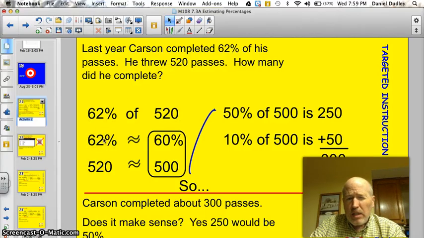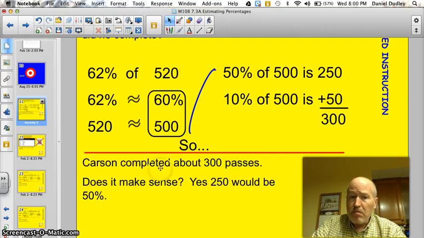So, you've got 62%. I said that's about 60%. I rounded 520 to 500. So my new problem is I need to find 60% of 500. Well, I know that 50% of 500 is 250, and we worked on that last night. And 10% of 500 is 50. So if I add my 50% and my 10% together, I've got that 60%. So 250 plus 50 is 300. Does it make sense? Sure. Carson completed about 300 passes.